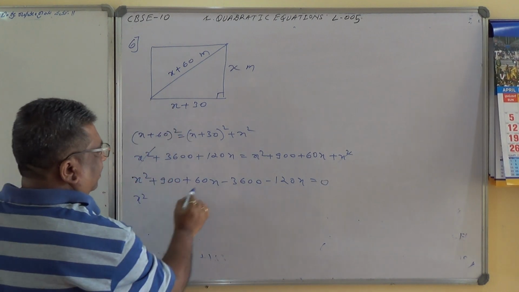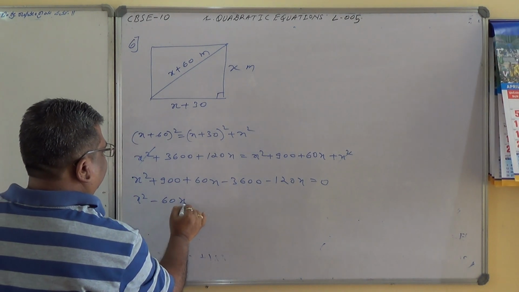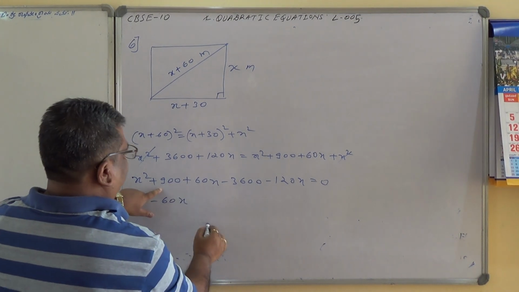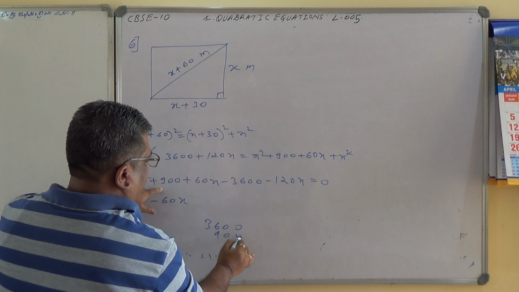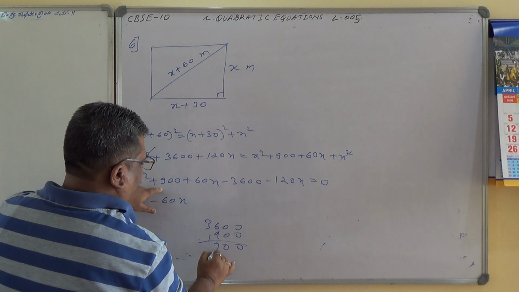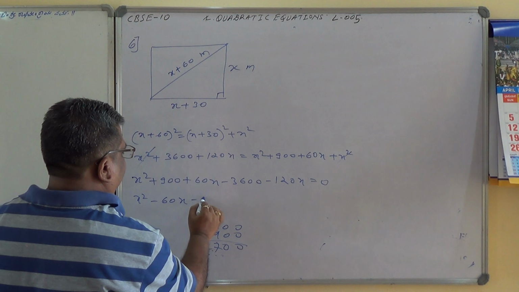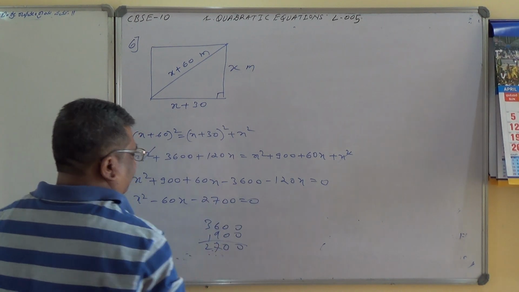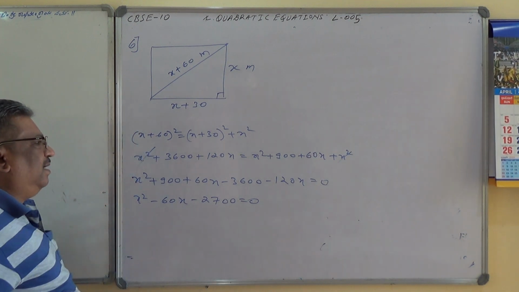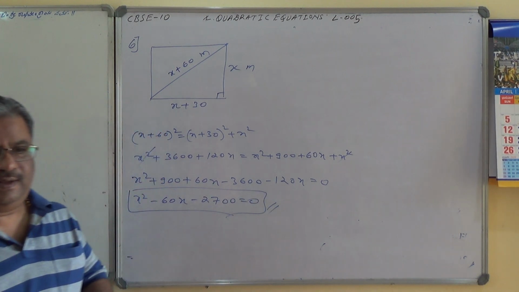So x square, 60x minus 120x is minus 60x, 900 minus 3600 is minus 2700, equals 0. This should be your equation. So solve this by quadratic formula, you will get the answer. So I'll go to the next problem now.